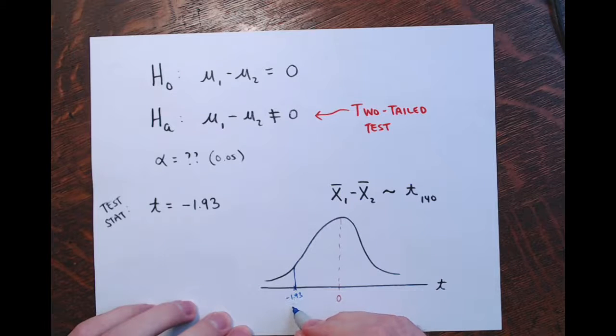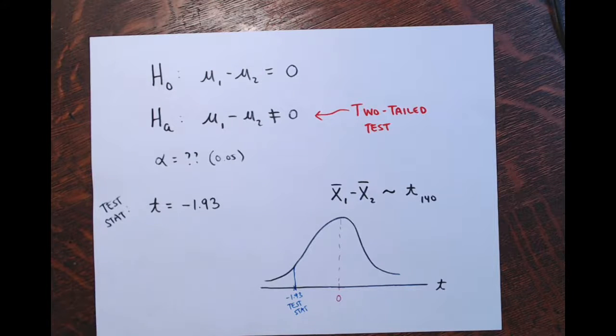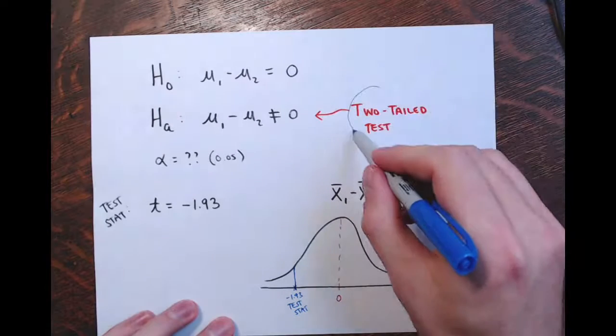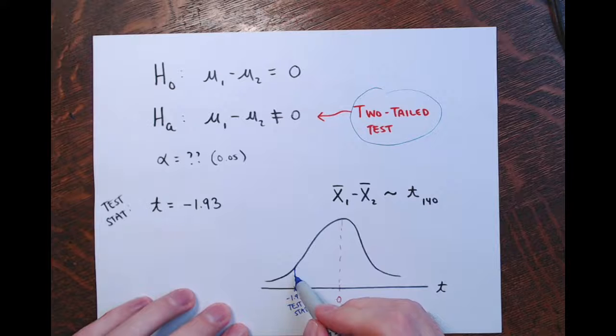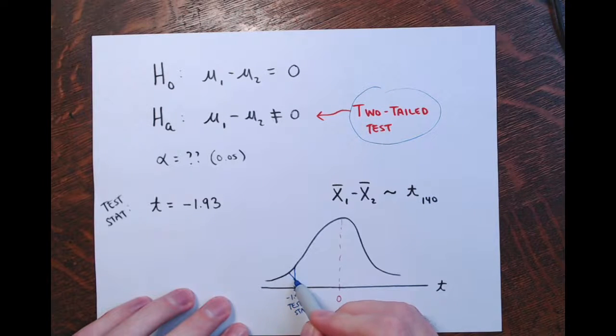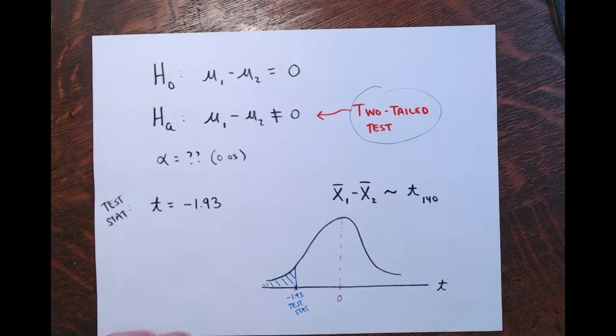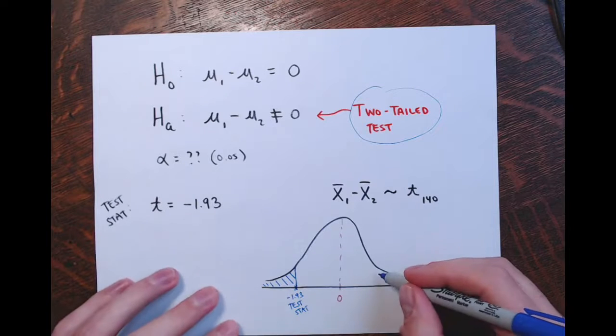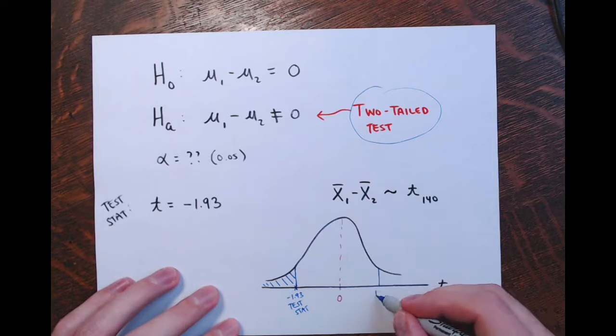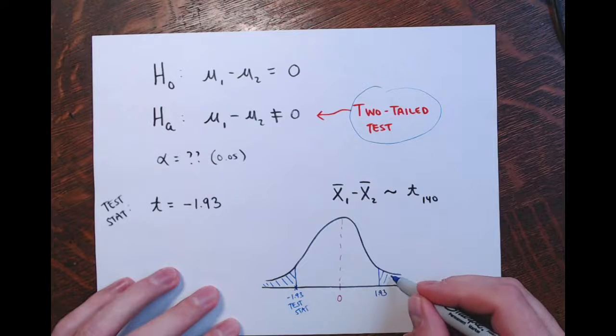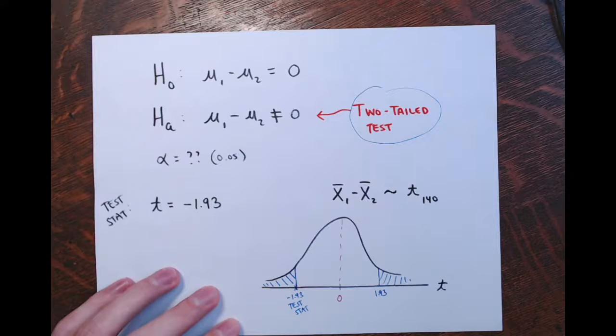Right, there's our test statistic. Now, if you want to calculate the p-value, and this is a two-tailed test, this is to the left of the middle, so I take the area to the left, the left tail, and then double that. Or equivalently, you could take the area to the left of negative 1.93 and then use the symmetry, create a second tail, go to t equals positive 1.93 and take the area to the right of that.